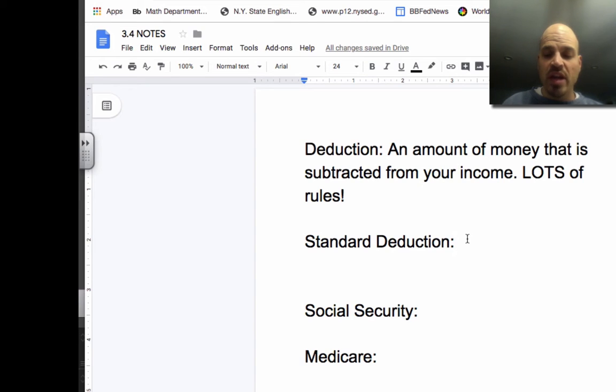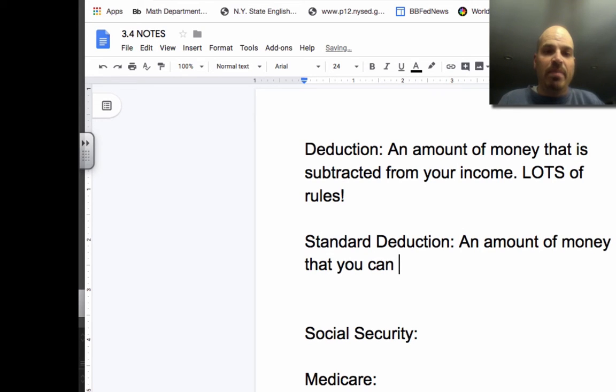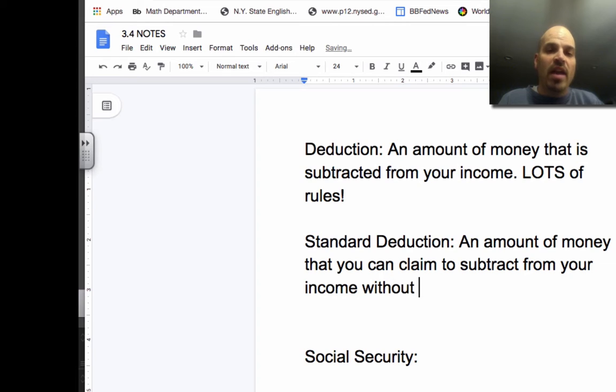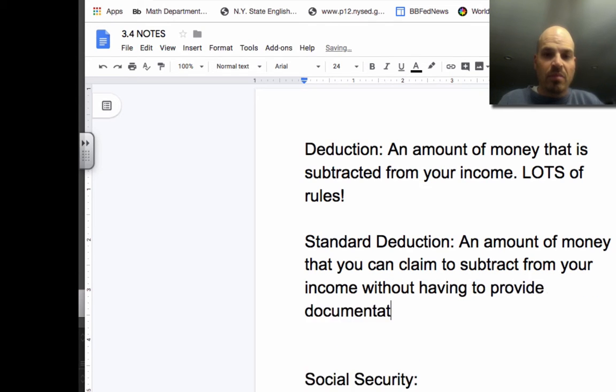So there is a way to take your deductions and say, okay, I'm not going to make a list of all my deductions. What I'm going to do is take something called the standard deduction. The standard deduction is an amount of money that you can claim to subtract from your income without having to provide the documentation of why you can deduct the income.